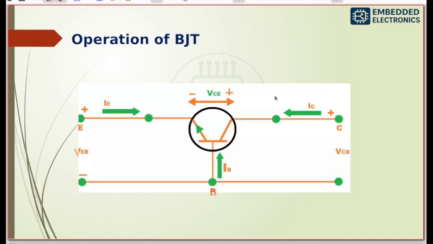The collector current is strongly dependent on VCE. Unlike in the active region, it is desirable to operate transistor switches in or near the saturation region when they are in the on state. So here IC, the collector current, is equal to the saturation current, I of saturation.